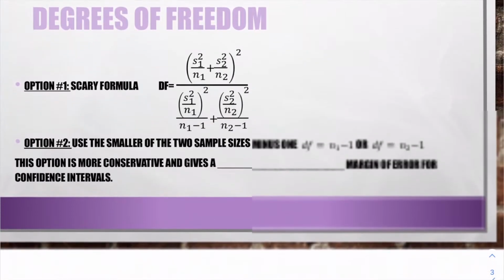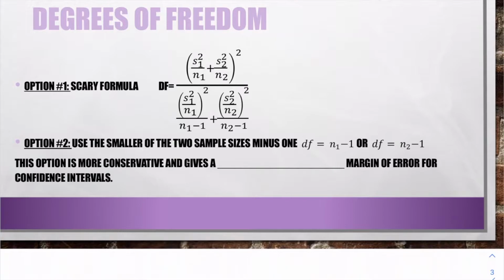So the degrees of freedom formula is very, very scary for this, but the good news is we have another option that we're going to use. So you have seen this formula. You might recognize it if you see it, but you don't need to use it because we have this other option, option 2. Now this option is a more conservative option, so therefore our confidence interval will be a little bigger than we necessarily want.